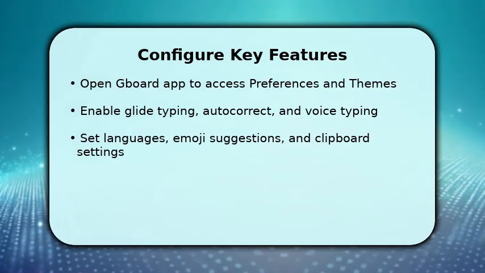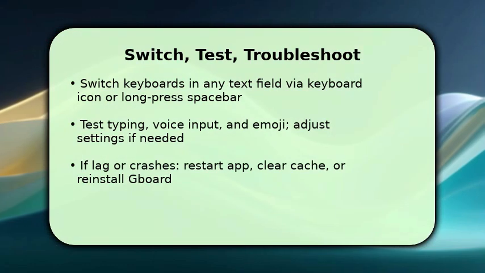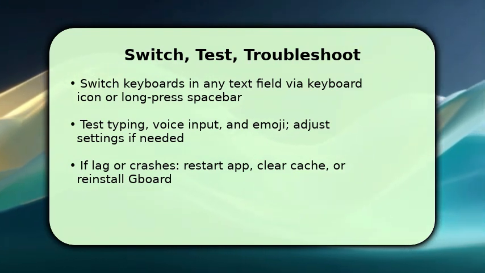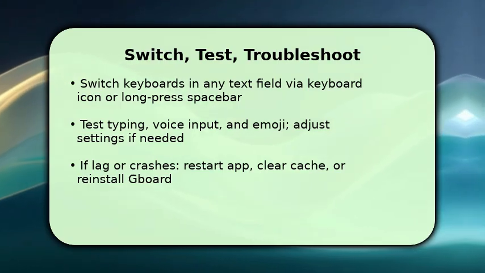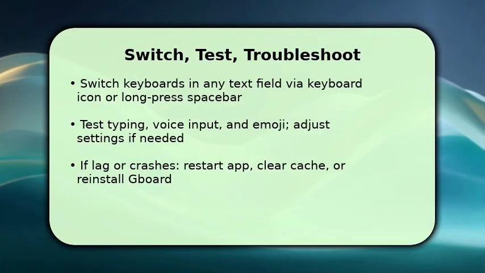Once set, finish by switching into Gboard in a message and testing everything you enabled. Type with glide input, try voice dictation, use emoji suggestions, and paste from clipboard. This confirms settings. If keys feel off, return to Preferences and tweak key height or sensitivity.